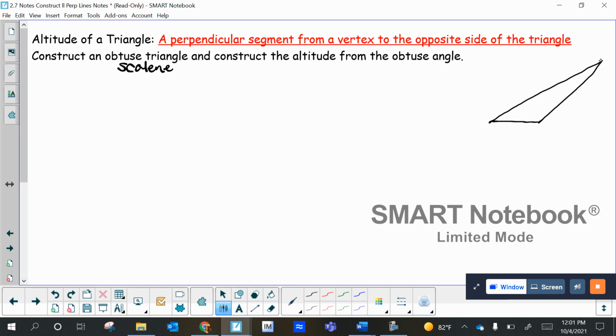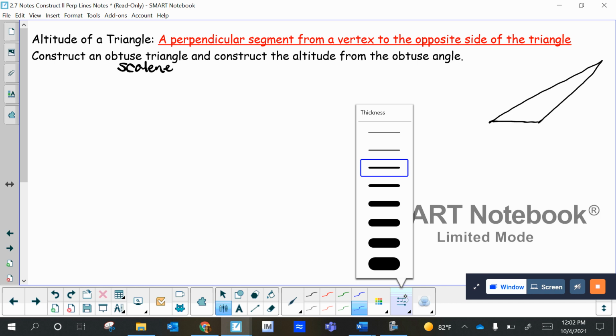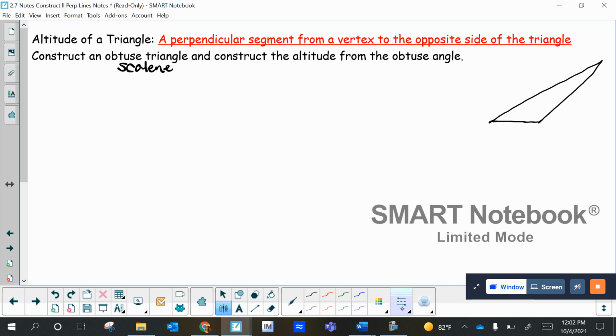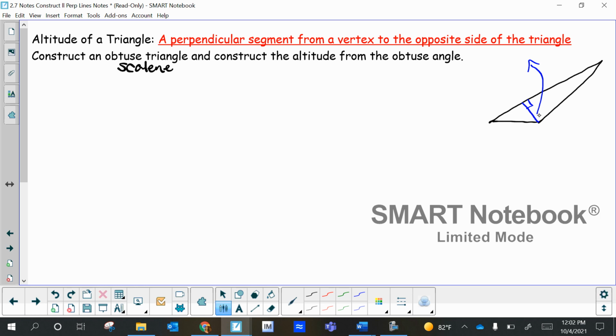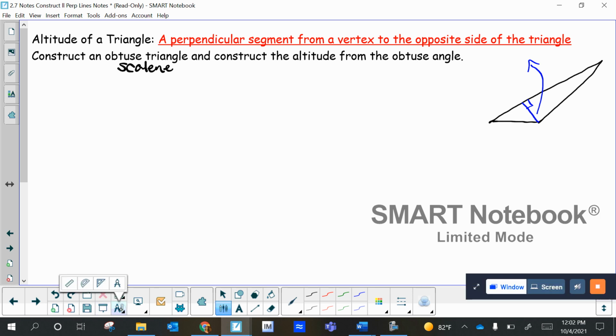Yes. Now, what is an altitude? An altitude comes from a vertex and it's going to be perpendicular to the opposite side. So I'm going to make that right there. You see that little blue line or segment, I should call it? That's what we call an altitude. That's it. Okay, so let's construct it together. Okay, so let me get my ruler.